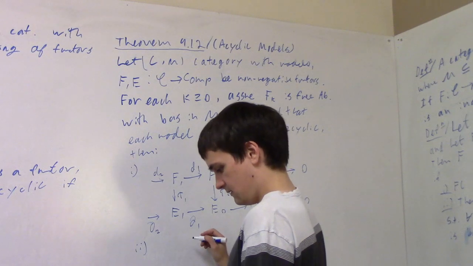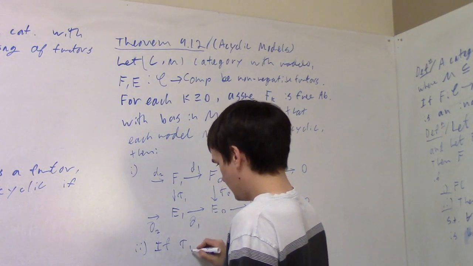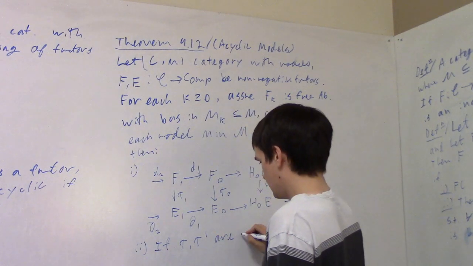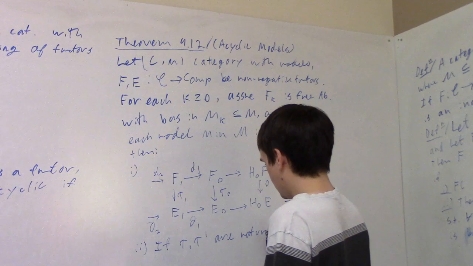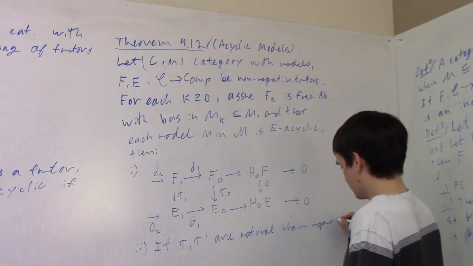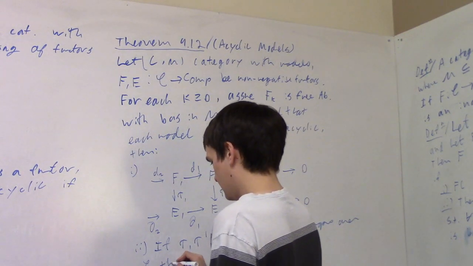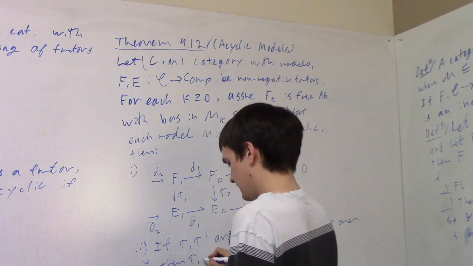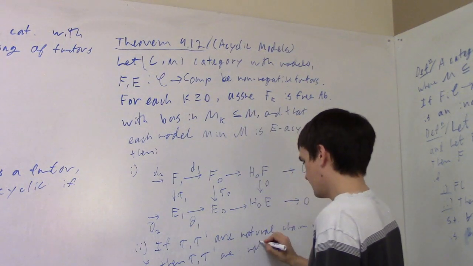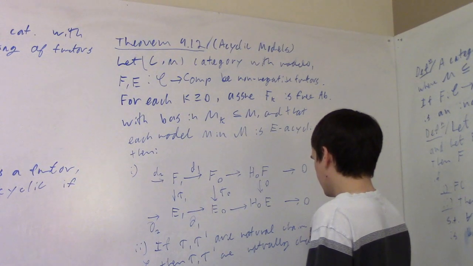Two, if tau and tau prime are natural chain maps over phi, then tau and tau prime are naturally chain homotopic.